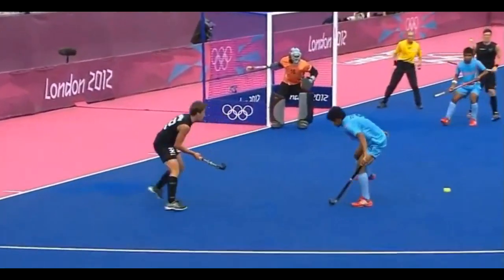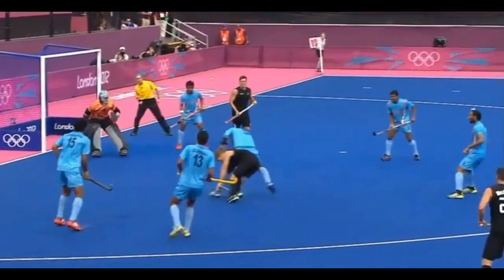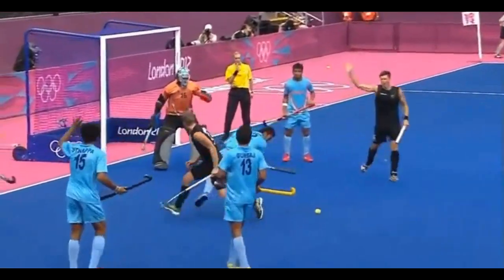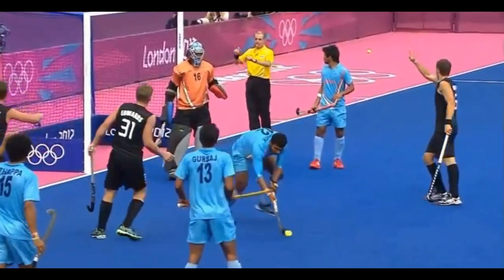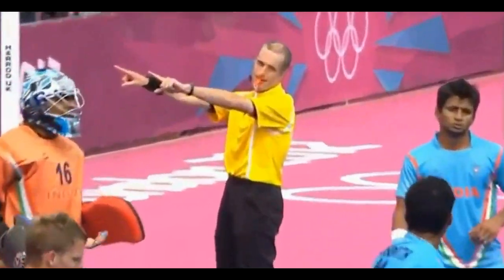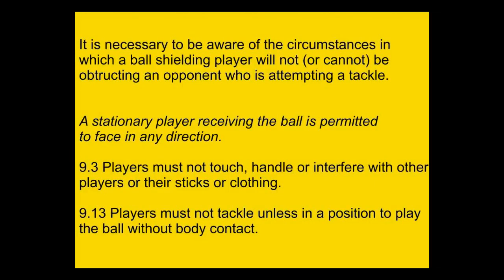And in this case, the umpire also considers nothing else. Let's look at another aspect of ball shielding and tackling. It is necessary to be aware of the circumstances in which a ball shielding player will not or cannot be obstructing an opponent who is attempting a tackle.